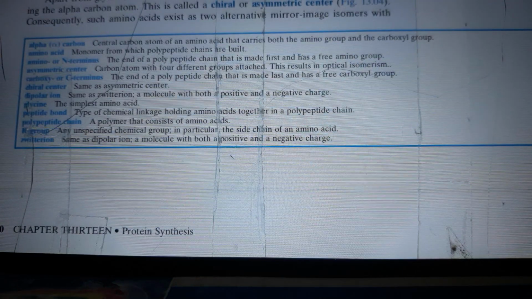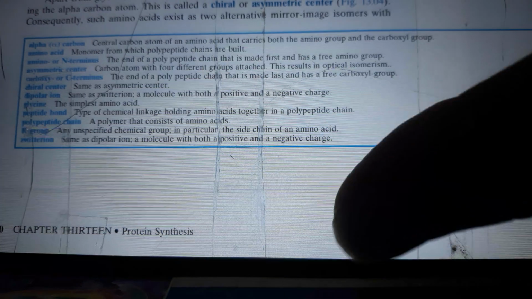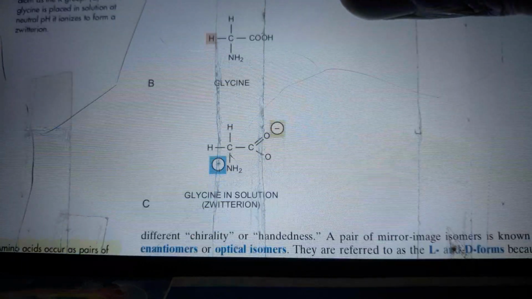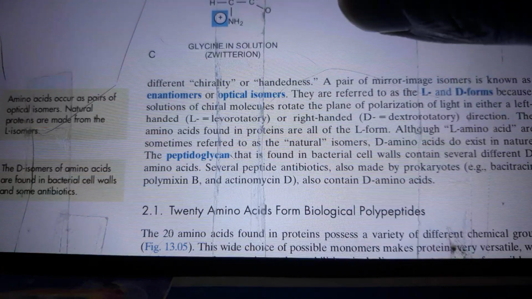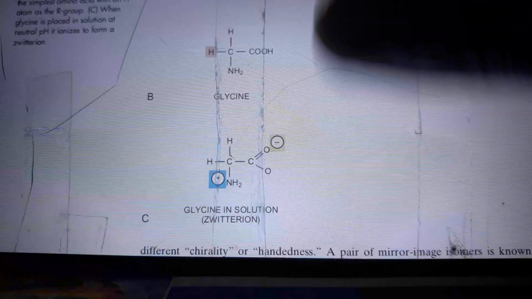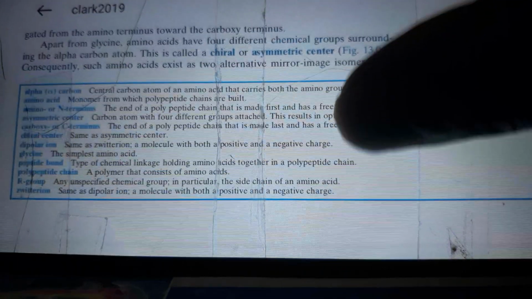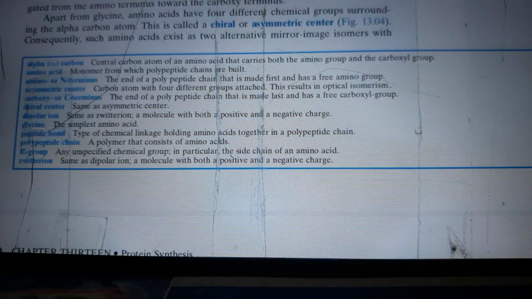Apart from glycine, amino acids have 4 different chemical groups surrounding the alpha carbon atom. This is called the chiral or asymmetric center, as seen in figure 13.04. Consequently, such amino acids exist as 2 alternative mirror image isomers with different chirality or handedness. So let's just read out these terms for ourselves so we get to know the basics as we go, right?